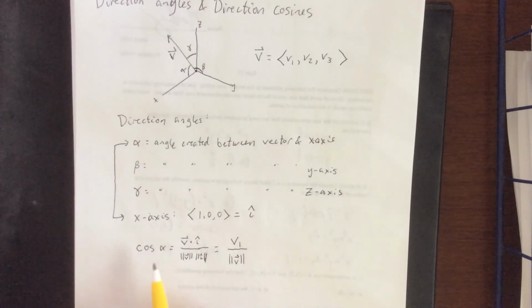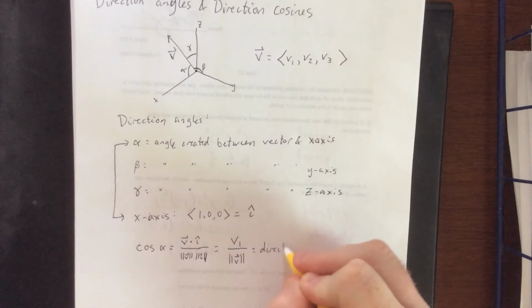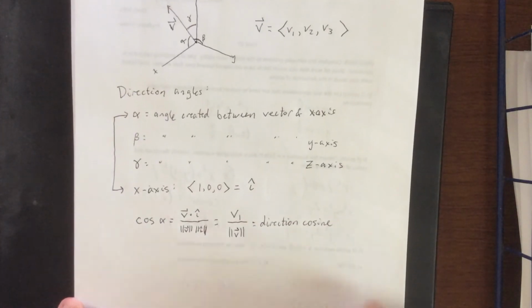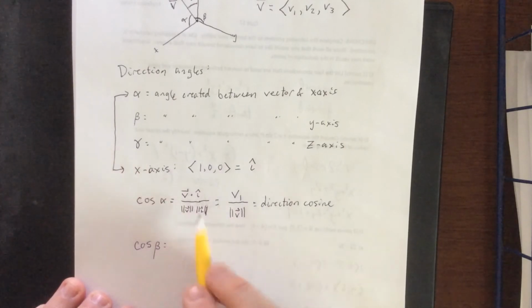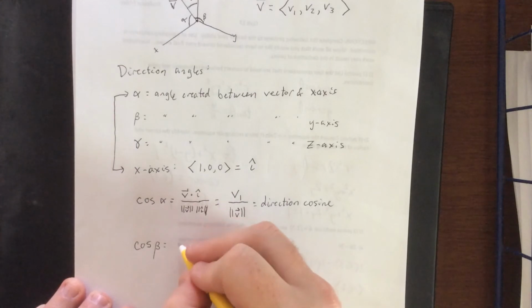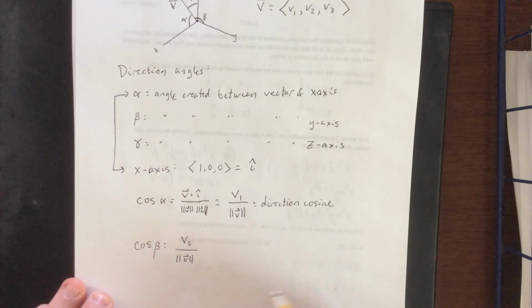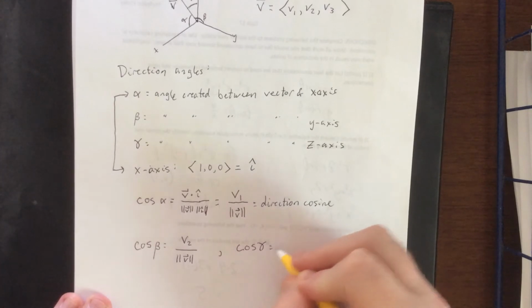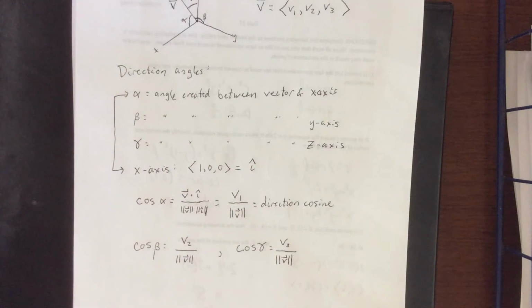So with that in mind, the cosine of alpha is going to be equal to v1 over the magnitude of v. This expression is known as a direction cosine. I'll explain why in just a moment. Now, if we do a similar argument with the other two axes, we will be able to get that the cosine of beta is equal to, do the same thing, but instead of using i, we'll be using j. That'll get us to v2 divided by the magnitude of v. This is also a direction cosine. And the cosine of gamma, using the unit vector k, will be equal to v3 divided by the magnitude of v.